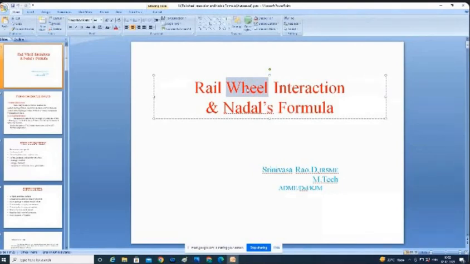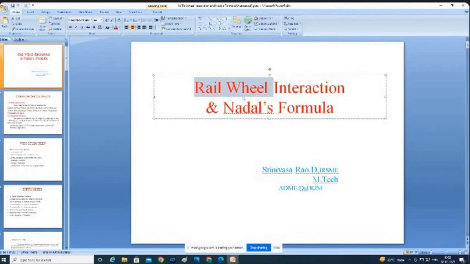In order to understand this, you can then go for track parameters. It will be easy to understand the important parameters that will influence the derailment. Those things will all be known to you if you are able to understand these two, that is, rail-wheel interaction. Then track parameters you can also understand automatically and easily.